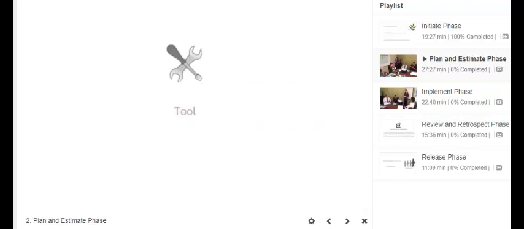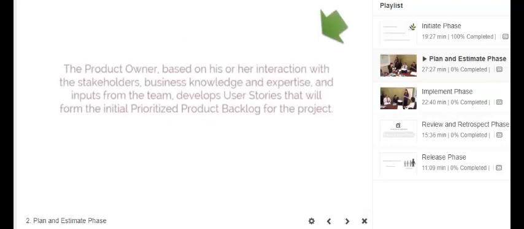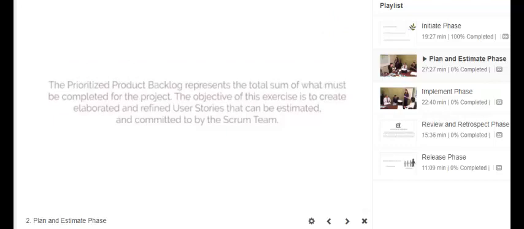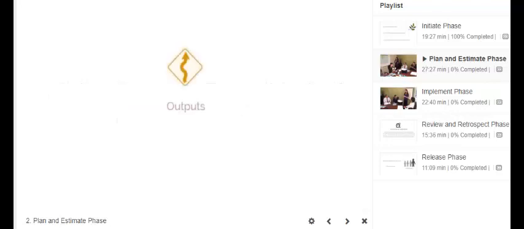The tool that must be used in this process is user story writing expertise. The product owner, based on his or her interactions with the stakeholders, business knowledge and expertise, and inputs from the team, develops user stories that will form the initial prioritized product backlog for the project. The prioritized product backlog represents the total sum of what must be completed for the project. The objective of this exercise is to create elaborated and refined user stories that can be estimated and committed to by the Scrum team. The mandatory outputs of this process are user stories and user story acceptance criteria.